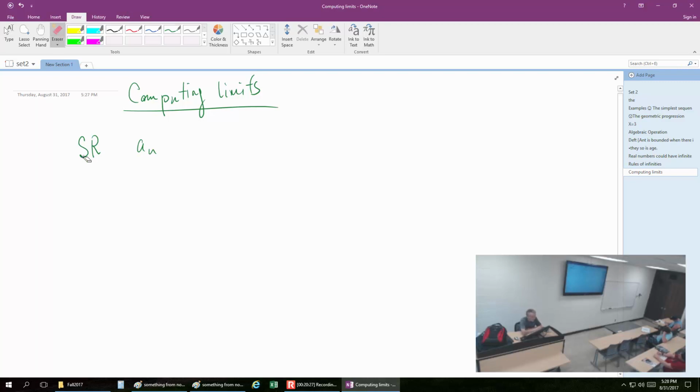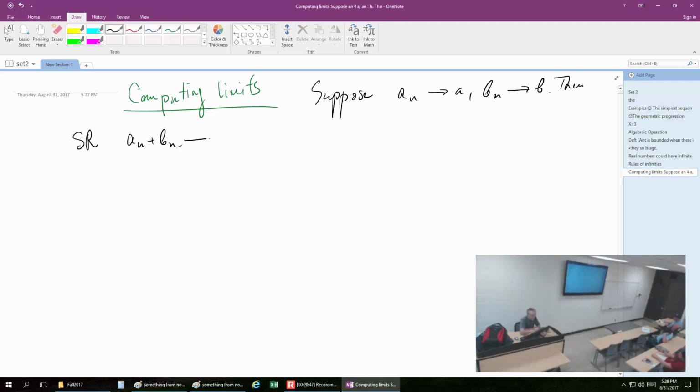So let me start here. So this is the assumption here. Suppose that, frequently theorems start with that, An converges to A, Bn converges to B. Then we have four rules. Sum rule: An plus Bn converges to A plus B.